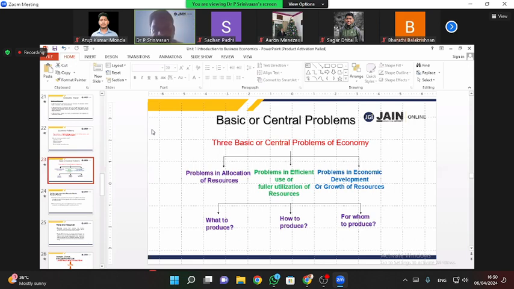So, with these three problems, we have three questions in our mind when we deal with resources: what to produce, how to produce, for whom to produce. Whether it is allocation of resources, efficient utilization of resources, or growth, it's all connected to these three questions. And these three questions decide the economic system.